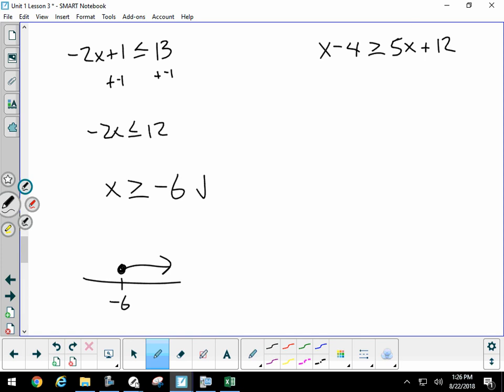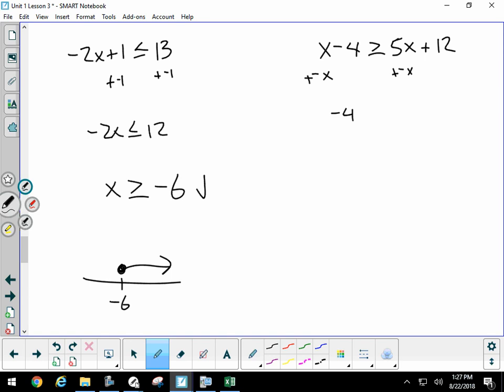Here's a good question. We could do things a couple different ways. If you'd like to maybe always have your x's on one side, you can add negative 5x to both sides. But you can already see that if you add negative 5x to this side, you'd have a negative value that you'd have to get rid of by dividing, and you'd have to flip a symbol. Maybe you are one of those people that forgets to flip symbols. So maybe instead of doing that, you add a negative x to this side.